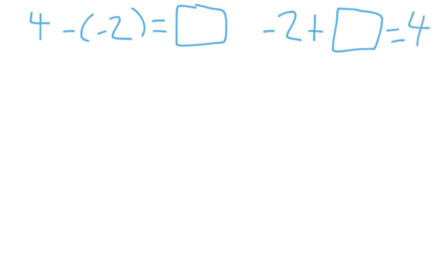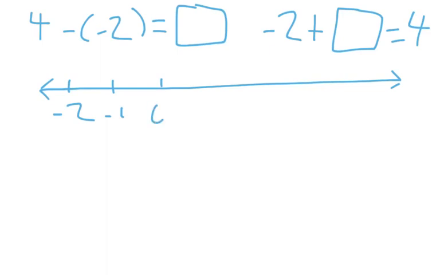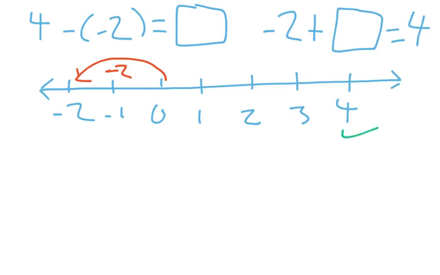Let's draw our number line and see if we can figure that out. -2, -1, 0, 1, 2, 3, 4. We start with an arrow representing -2. All arrows start at 0 to the left. So -2. And then I need to end up at 4. So I need to ask myself, what arrow do I need to add to -2 to end up at 4?